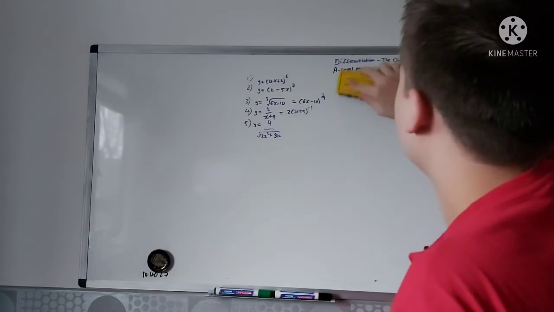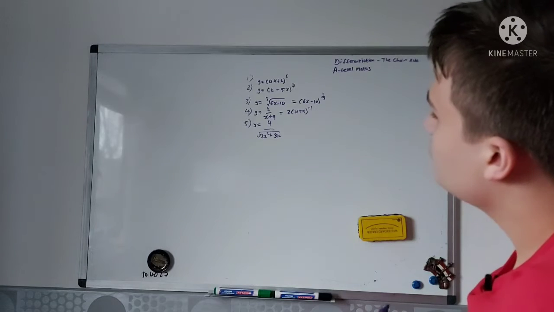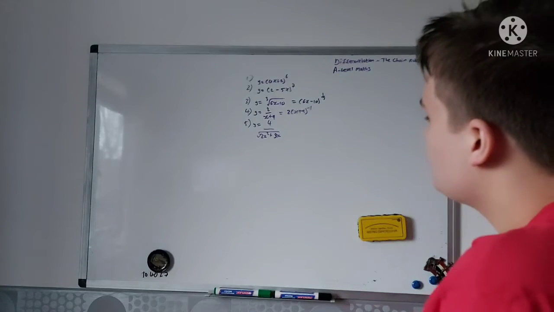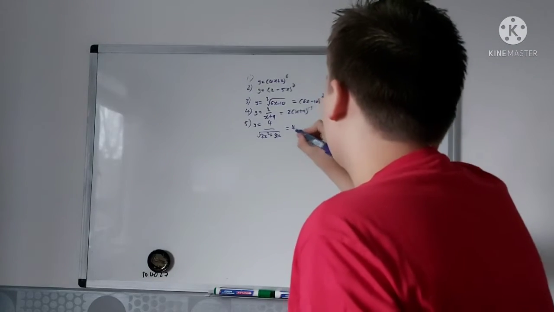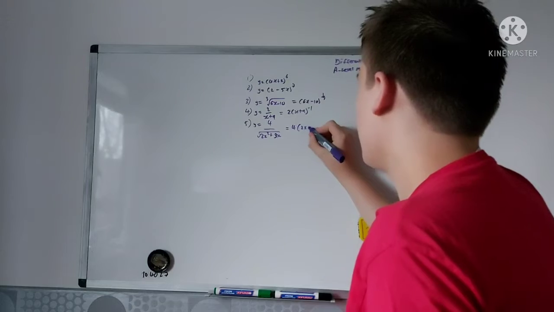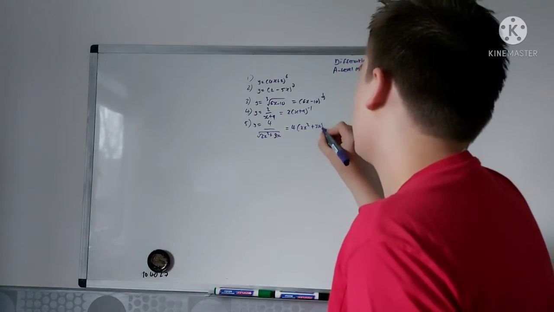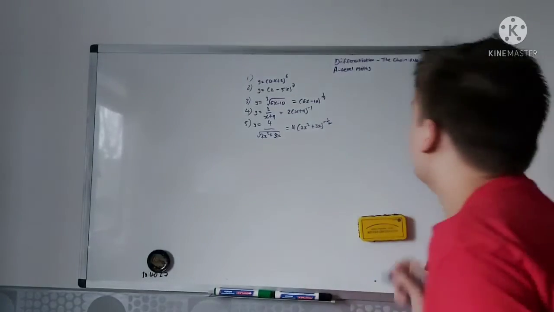Have a look at number 5 then. So number 5, we've got y equals 4 divided by the square root of 2x squared plus 3x. So I'm going to have to rewrite that as 4 times (2x squared plus 3x) to the minus a half. That's your index laws coming in handy there.